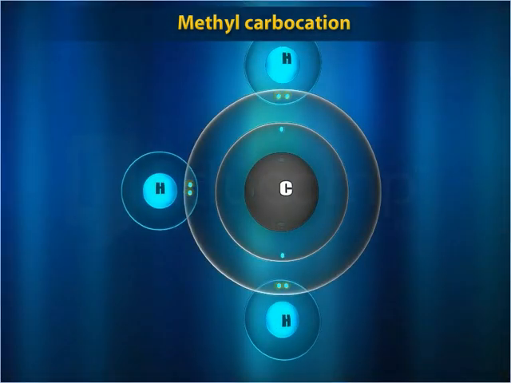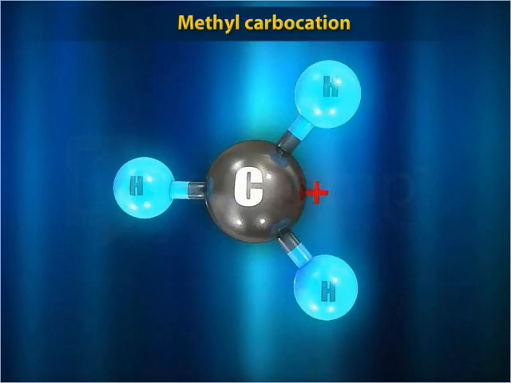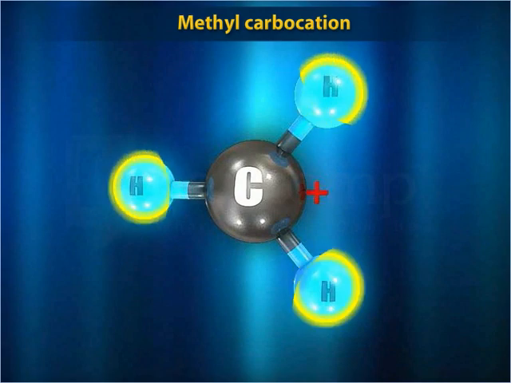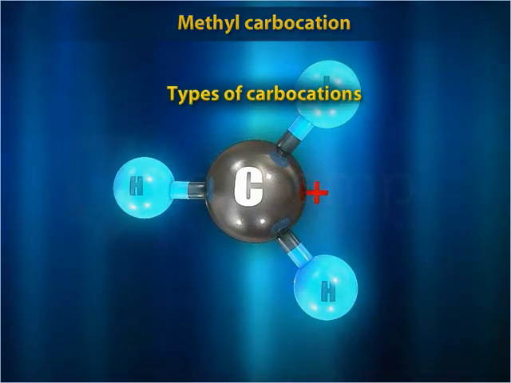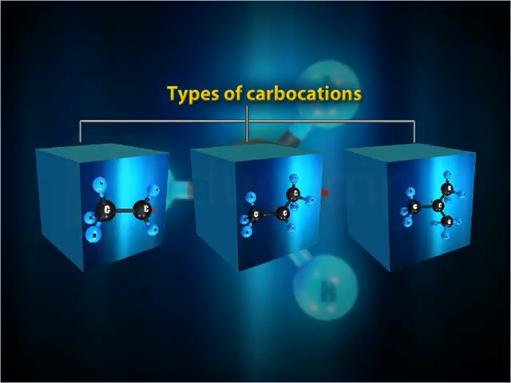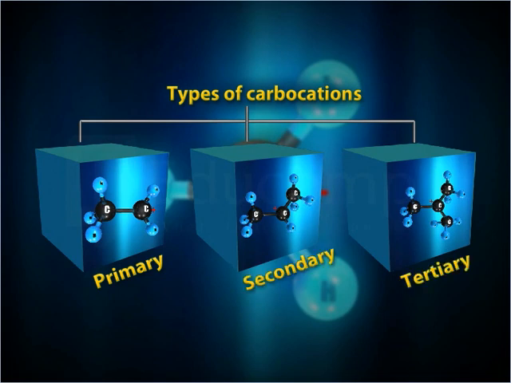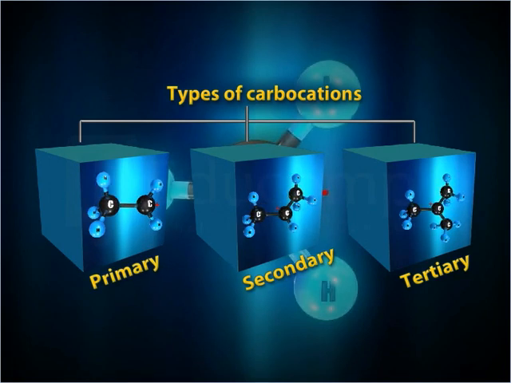You must be aware that a carbocation is a chemical species bearing a positively charged carbon atom with only 6 electrons in the valence shell. The simplest carbocation is methyl carbocation, having only one positively charged carbon atom which is linked to 3 hydrogen atoms. The carbocations are classified as primary, secondary and tertiary depending upon the link of positive carbon atom with 1, 2 and 3 carbon atoms respectively. Let's study about them one by one.